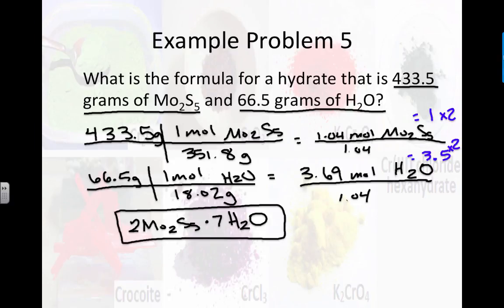And that's how we work with hydrates. Since the mass of water is pretty easy to work out, these problems shouldn't take you any time at all.